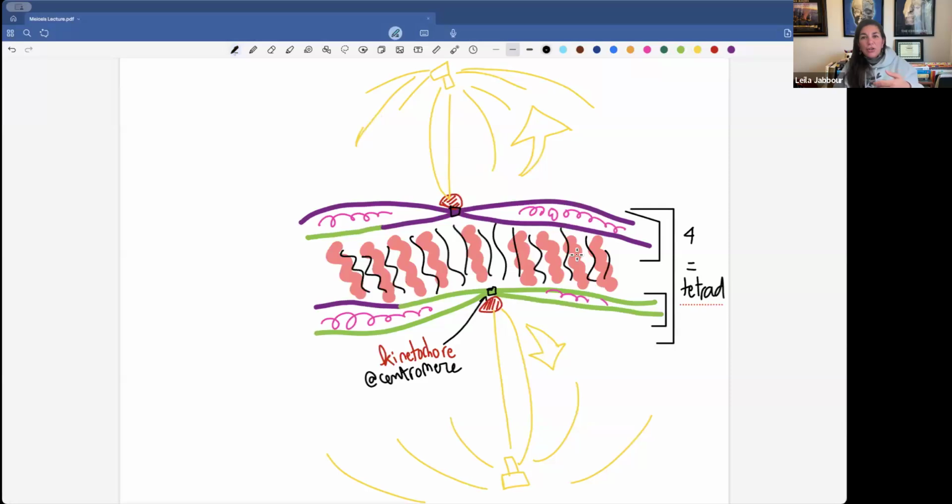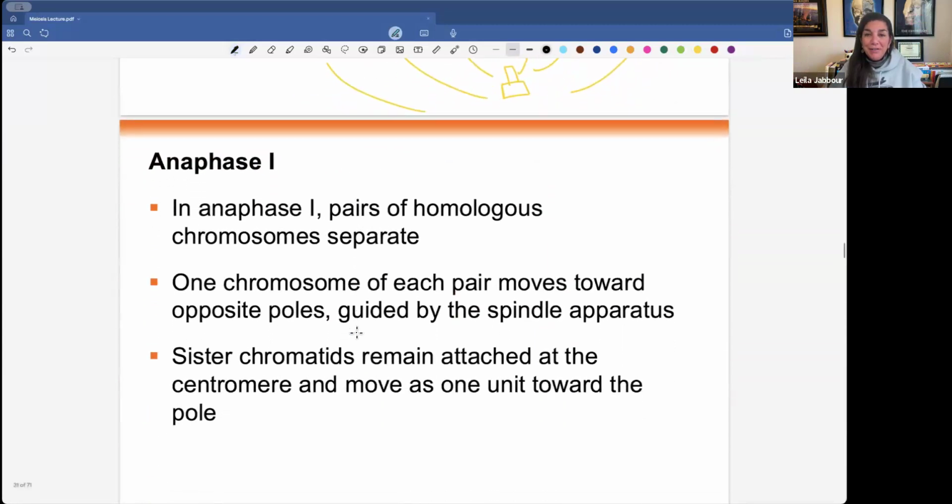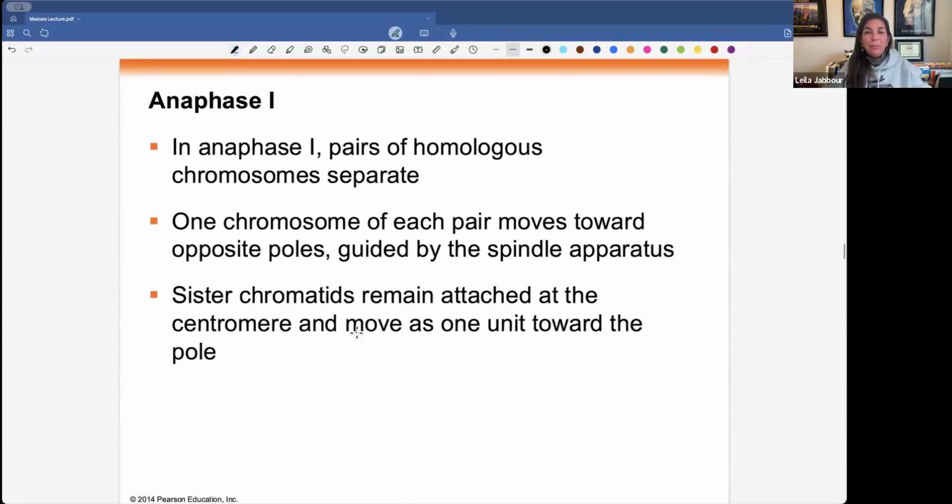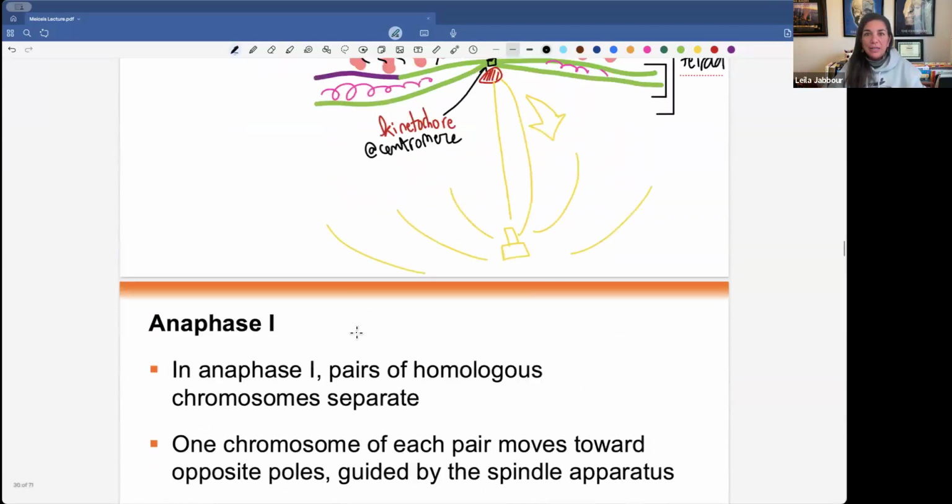It's stuck there. So the microtubules from one end are saying, I want this one. And the microtubules on the other end are saying, I'm pulling on this one, but they just won't come apart. Pull harder, pull harder. And eventually, ding, they separate from each other. And that's what happens in anaphase. In anaphase 1, the pair of homologous chromosomes finally separate. One chromosome of each pair moves towards the opposite pole, guided by the spindle apparatus.